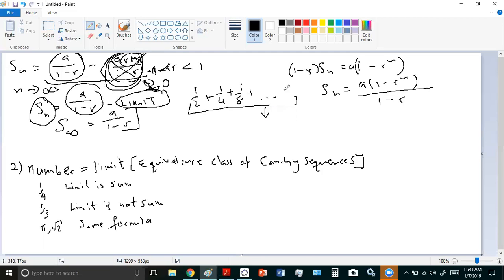This here is the limit. So this part here gets subtracted. Now, you can say, well, all the terms are there. No, all these terms here are never there. In fact, you cannot even find the last of these terms, ever.